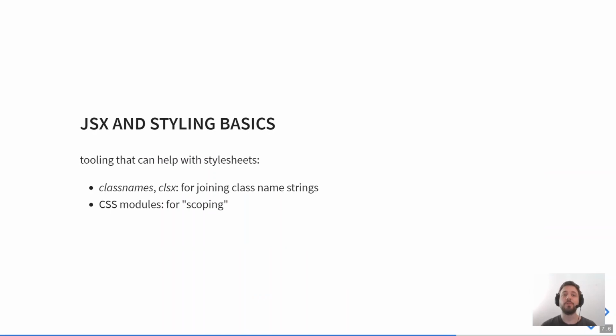There is some available tooling that can help further with stylesheets in React. There are some npm packages that can be used for joining class name strings. And we can make use of CSS modules for scoped CSS rules. Rules which only apply to the contents of one specific React component. I won't go into more depth on these right now, but keep in mind that these can be very helpful tools for the future.